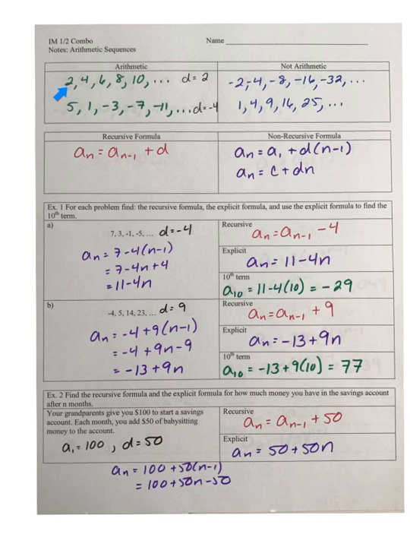So 2 would be a sub 1, the first term. 4 would be a sub 2, the second term. 6 would be a sub 3, the third term. Okay, so it just tells you what term you're on. So the n is like the x. The a sub n is like the f of x or y.